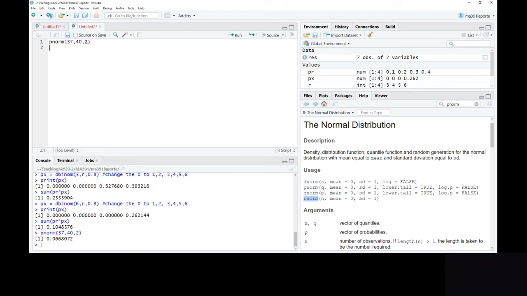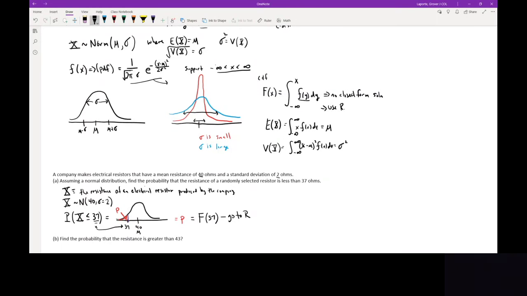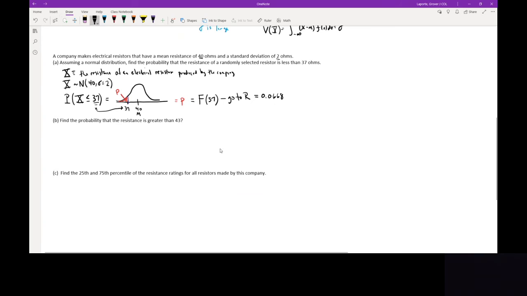0.0668. So let's go back, start sharing our OneNote, and we find that this probability is just 0.0668. All right, so that's our answer to that one: the probability that we're less than 37. So again, interpret: 6.7% of the time, a randomly selected transistor would be less than 37 ohms.